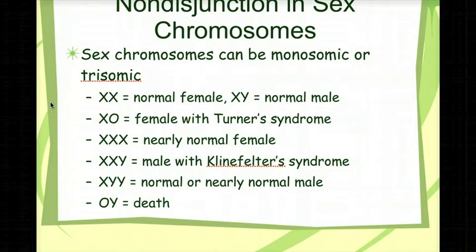Now, if you are missing the X chromosome completely, then that's too big of a chromosome and it causes too many disruptions, and the fetus will never start to develop. The fertilized egg will just undergo spontaneous abortion or a miscarriage.